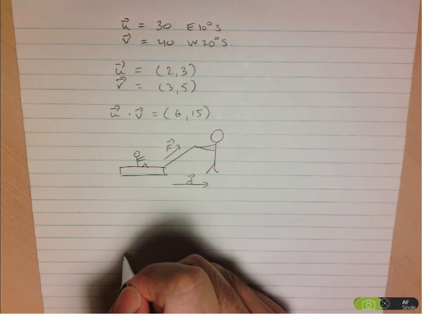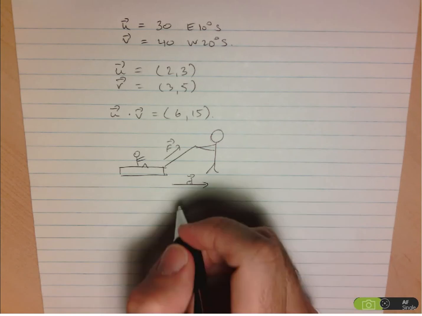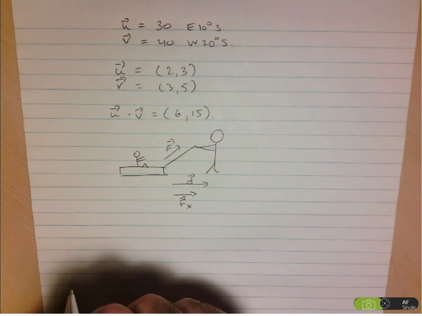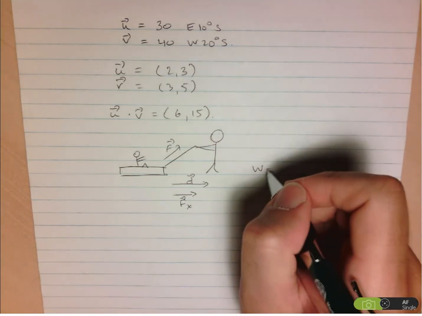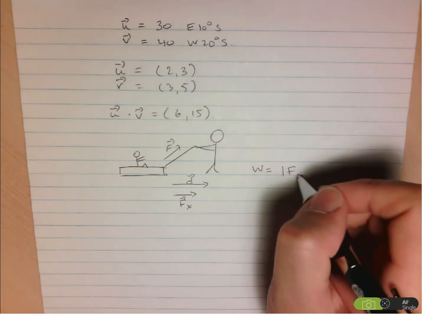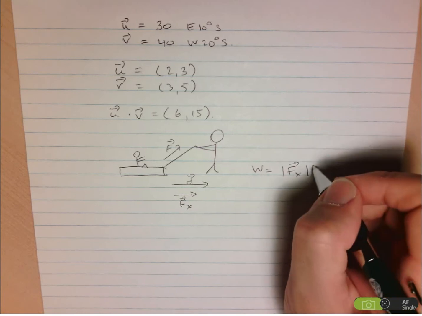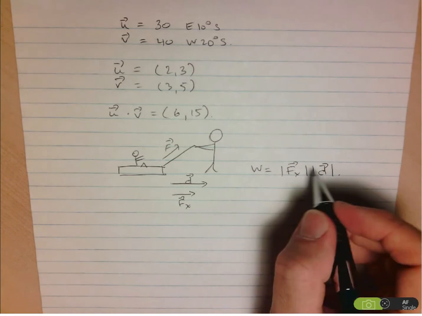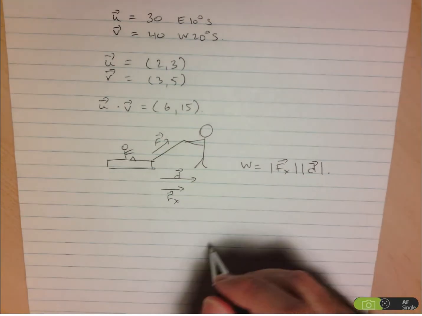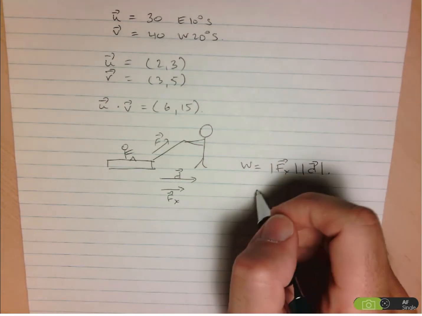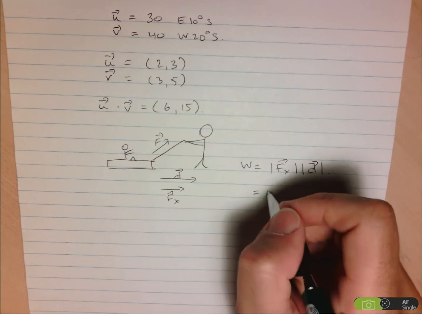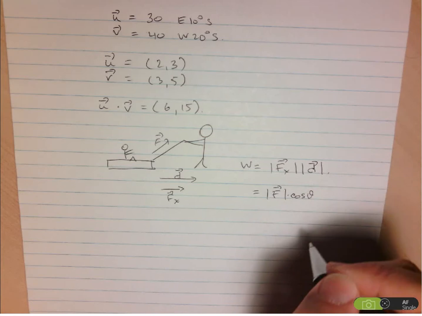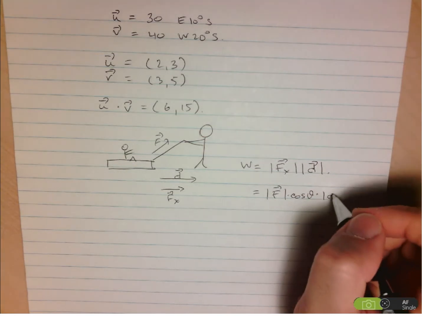But since we're only interested in the force in the direction of motion, we're going to be considering the x component of the force. And so work would just be defined as the magnitude of the x component of force times the magnitude of the displacement vector. So work is force times distance. Now, how do we find the x component? Well, we remember that finding the x component of a vector is just about taking the magnitude of the vector and multiplying that by the cosine of the angle between the two vectors.